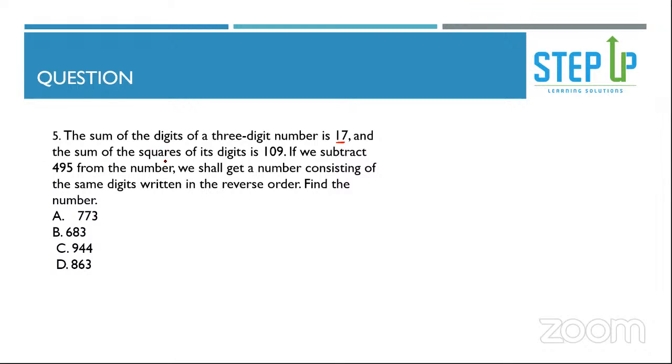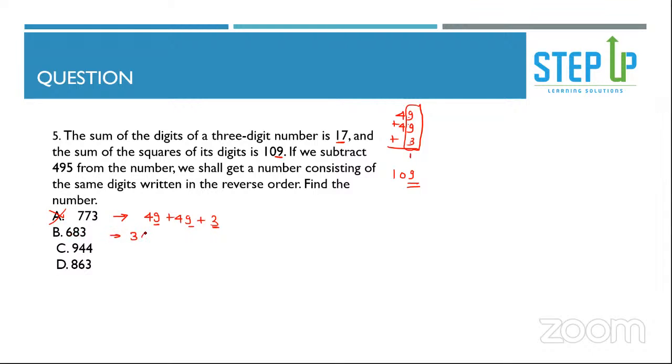Now the second one: the sum of the squares of its digits is 109. So let's see the squares. 49 plus 49 plus 3. We should get 109. Focus on the unit digit. I need 9 as the unit digit. So 9 plus 9, 18, plus 3 is 21. This option is eliminated.